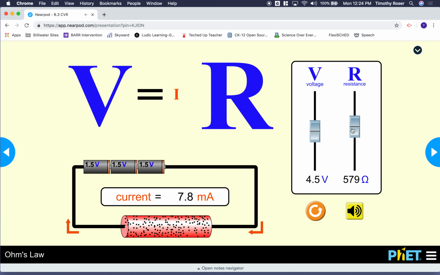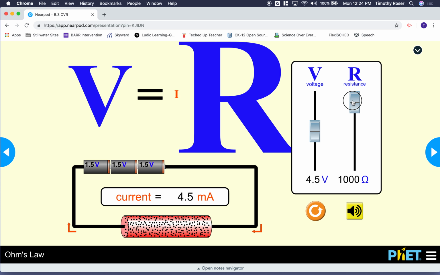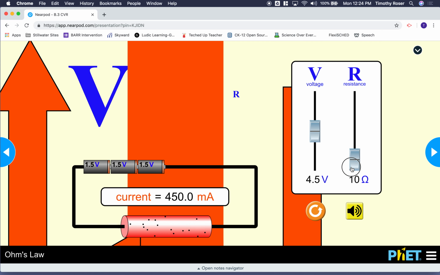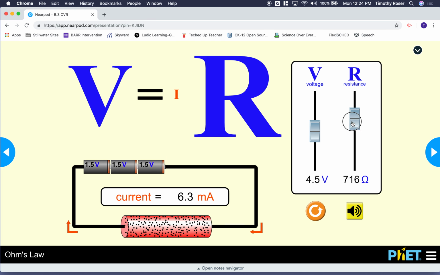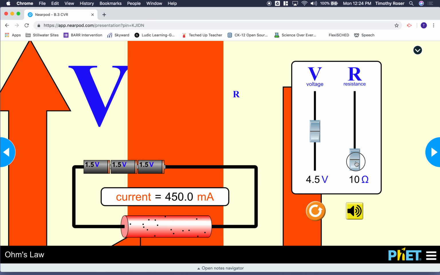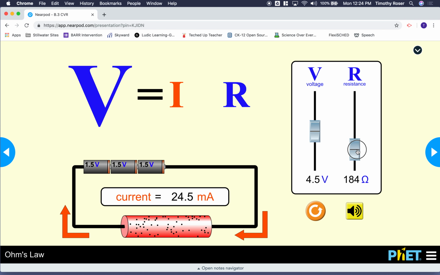The next thing you can do is you can change the resistance. As you change the resistance, you see the R gets bigger and the I gets smaller. As you go smaller with the R, the I gets bigger. And those arrows, those orange arrows right here, represent the current.